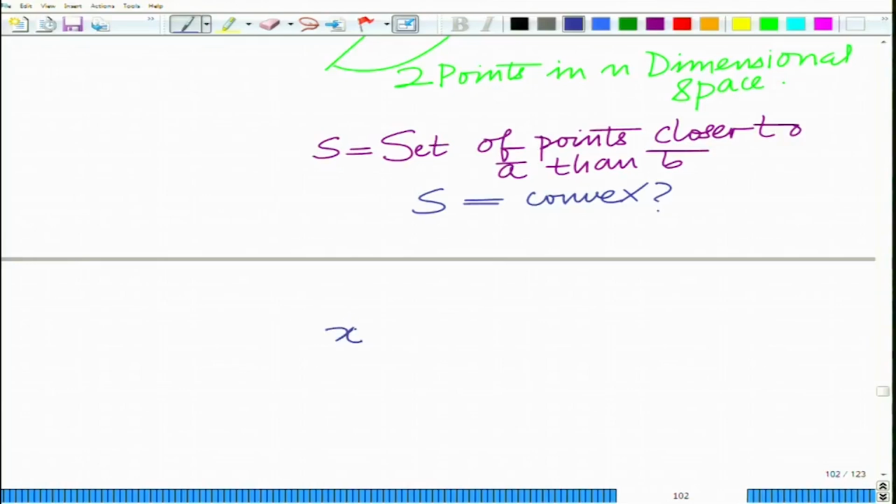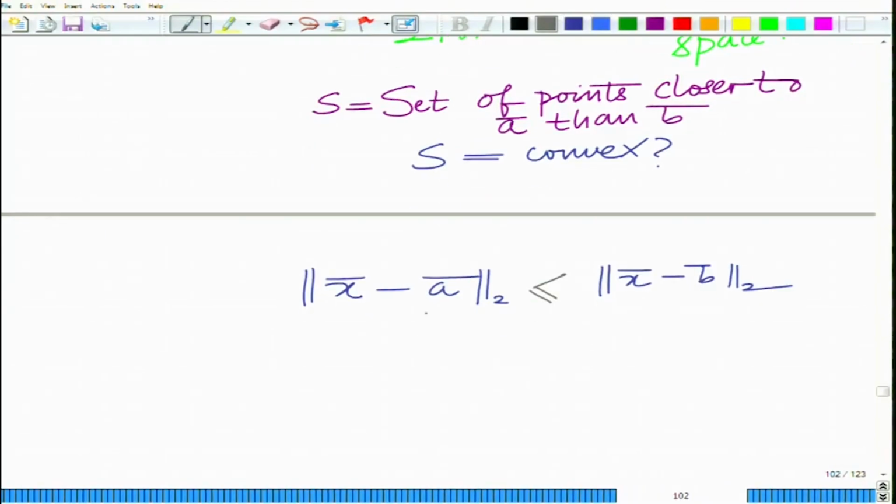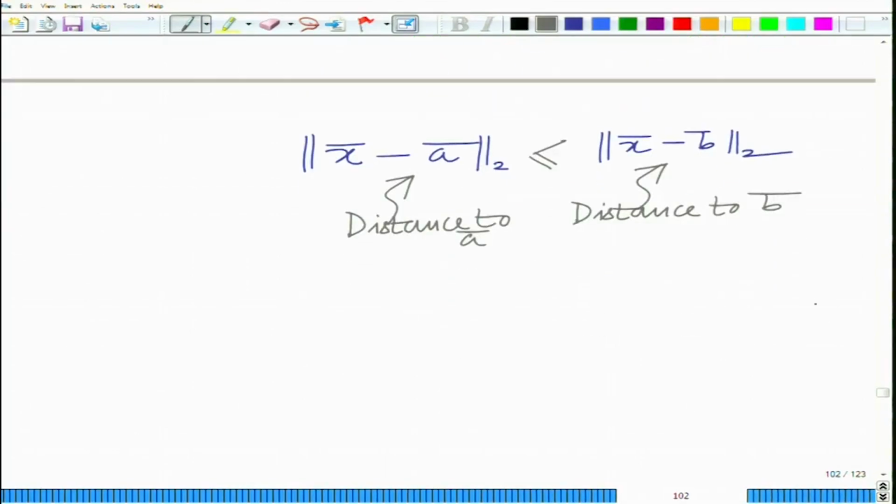If you look at the set of points, the distance of any point x bar to a bar, we know that distance is the 2 norm of x bar minus a bar, and the distance to b bar is the 2 norm of x bar minus b bar. We want to see that x bar belongs to this set if the distance to a bar is less than or equal to the distance to b bar. Now, is this set convex?